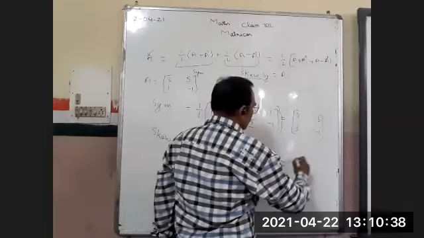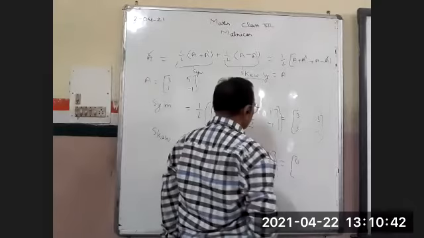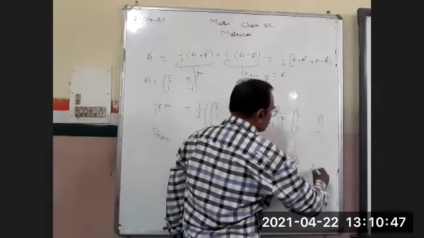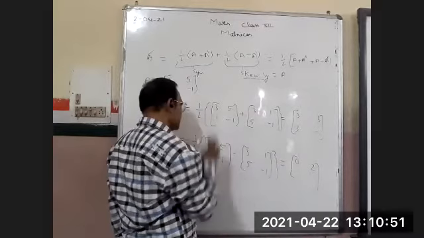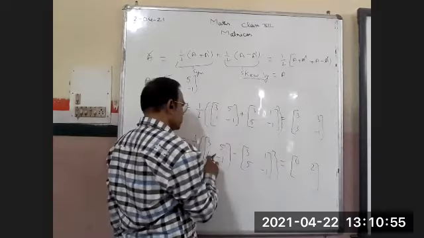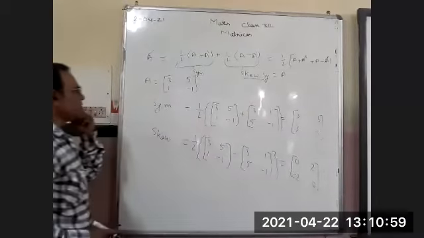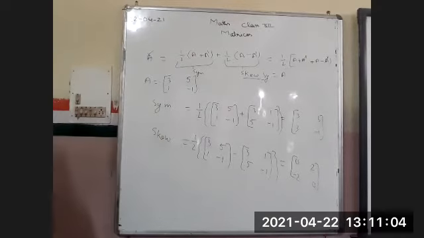3 minus 3 is 0. ठीक है, divided by 2 it will be 0. 5 minus 1 is 4 divided by 2 it is 2. ठीक है, 1 minus 5 is minus 4 and divided by 2 it will be minus 2. And 1 minus 1 minus 1 it is 0. It is a skew symmetric matrix. So we have converted a matrix into symmetric as well as into skew symmetric matrix.